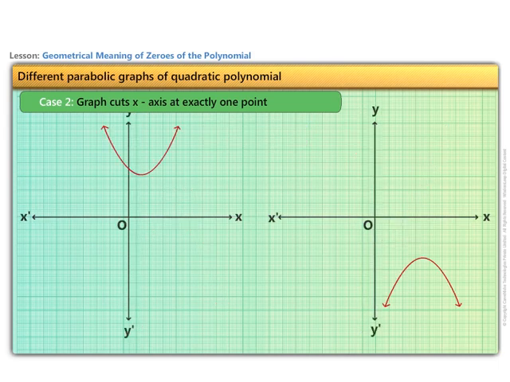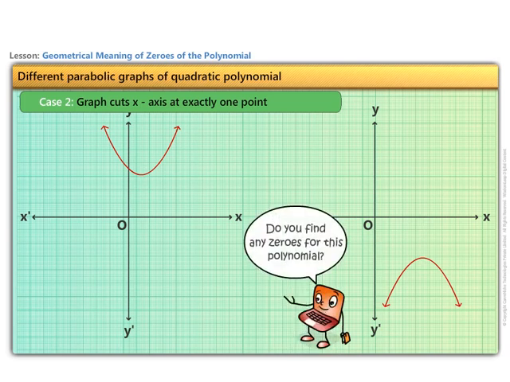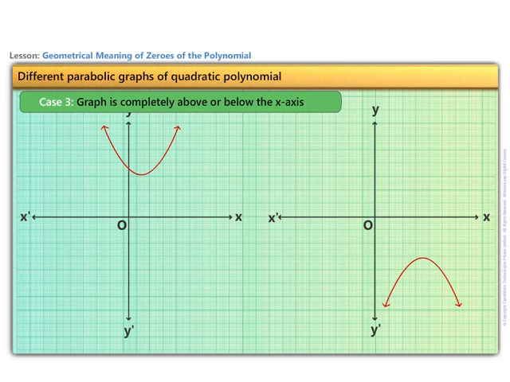Now, observe the graph of the quadratic polynomial, which is either completely above or completely below the x-axis. Do you find any zeros for this polynomial? No, since the graph does not cut the x-axis at any point, the quadratic polynomial ax squared plus bx plus c has no zero.